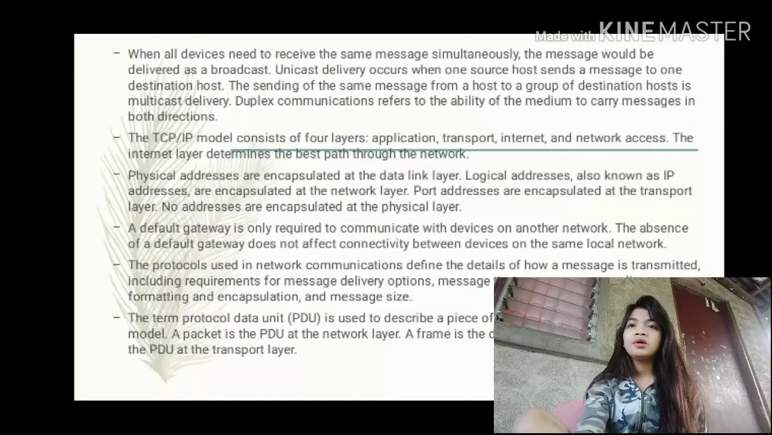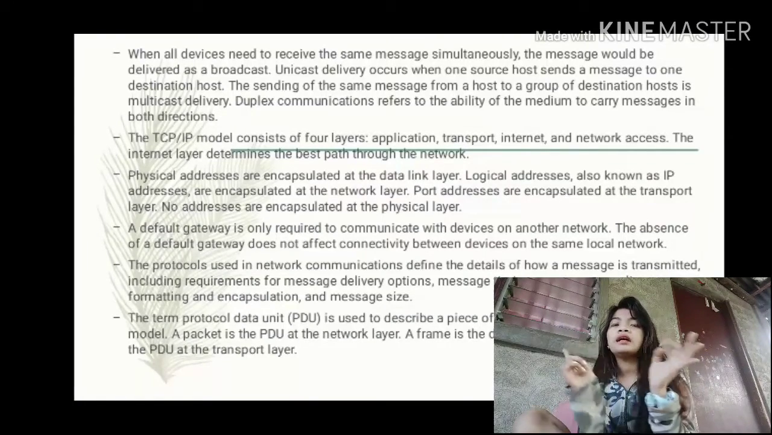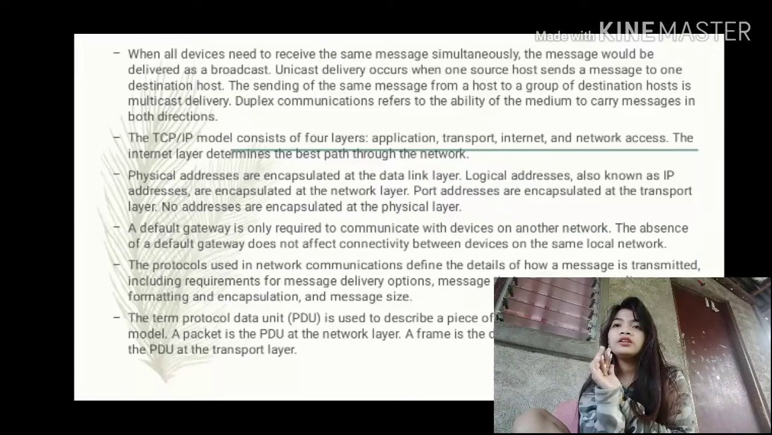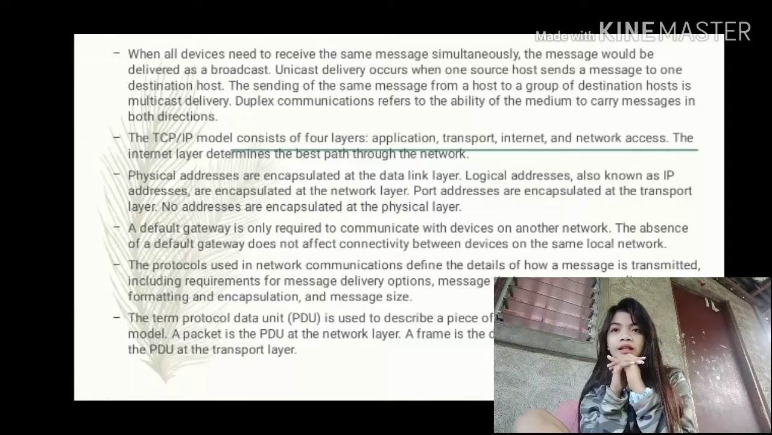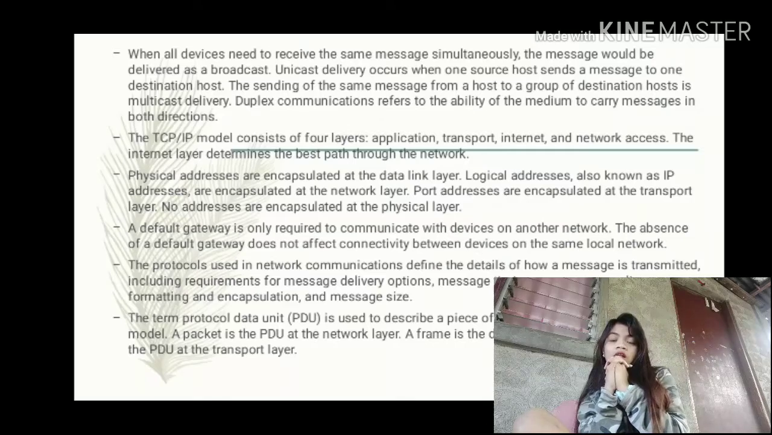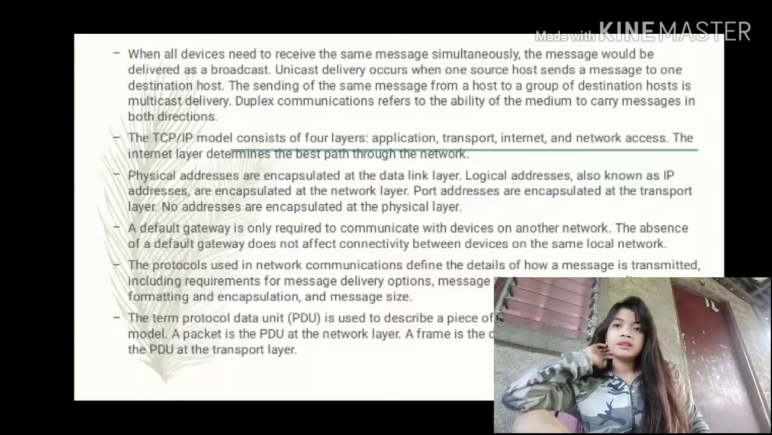The TCP/IP model consists of 4 layers: application, transport, internet, and network access. The internet layer determines the best path through the network. Physical addresses are encapsulated at the data link layer. Logical addresses, also known as IP addresses, are encapsulated at the network layer. Port addresses are encapsulated at the transport layer. No addresses are encapsulated at the physical layer.